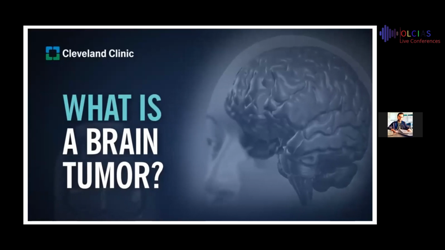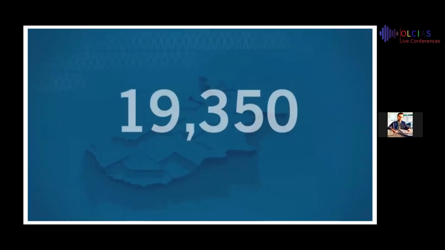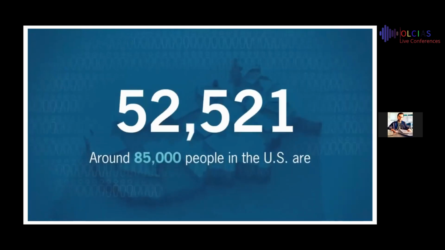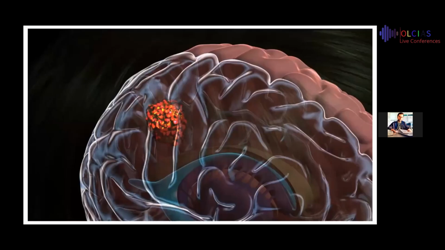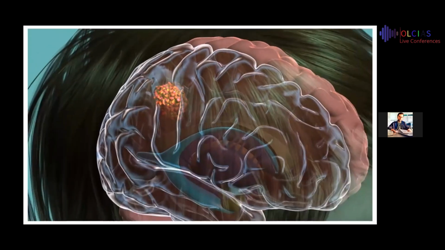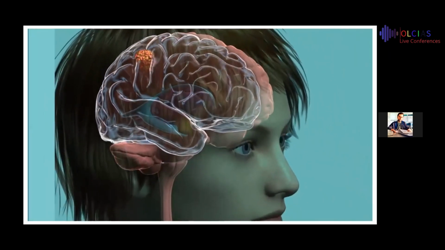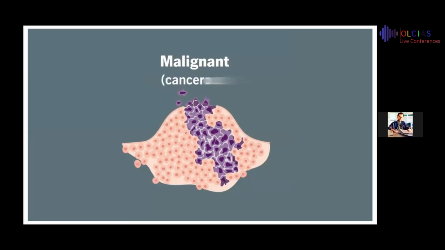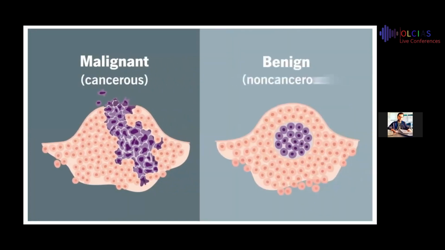Let's face it, brain tumors are scary. And unfortunately, around 85,000 people in the US face this diagnosis each year. A brain tumor is an abnormal growth or a mass of cells that develops in or around your brain. Brain tumors can be malignant, meaning they're cancerous, or they can be classified as benign, meaning non-cancerous.